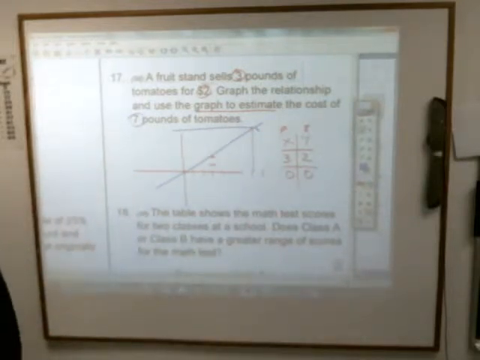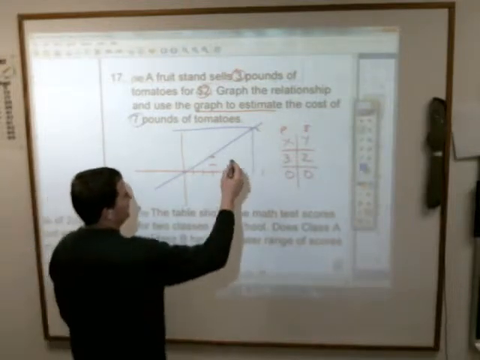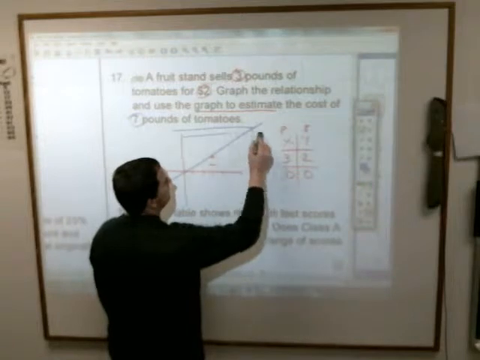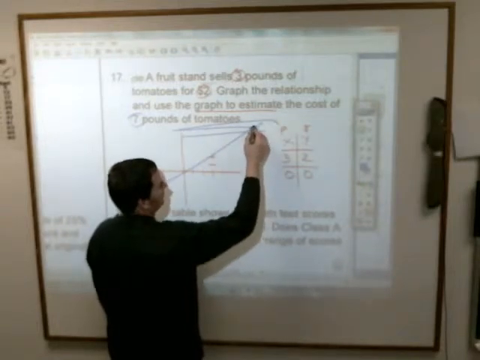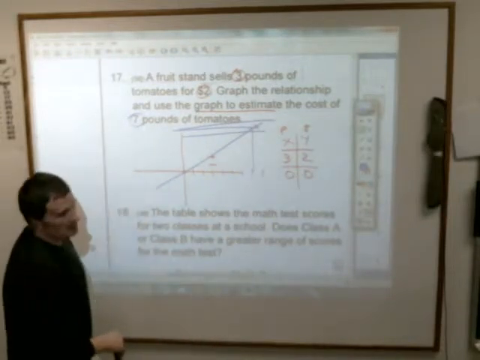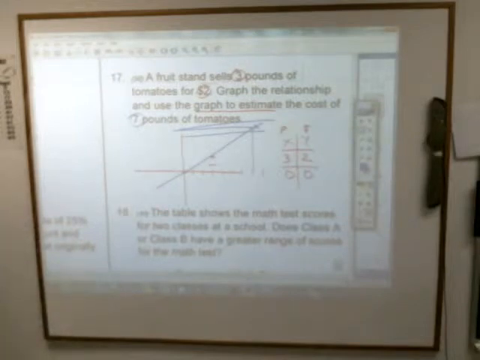And if you look at it, if you did it accurately enough, what was it? It ended up being between 4 and 5, but closer to the 5 than the 4. So it'd have to be something bigger than $4.50 and probably less than $5.